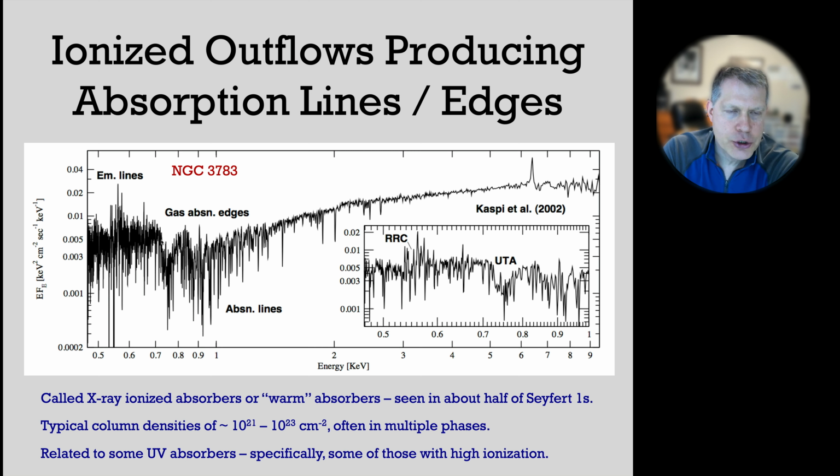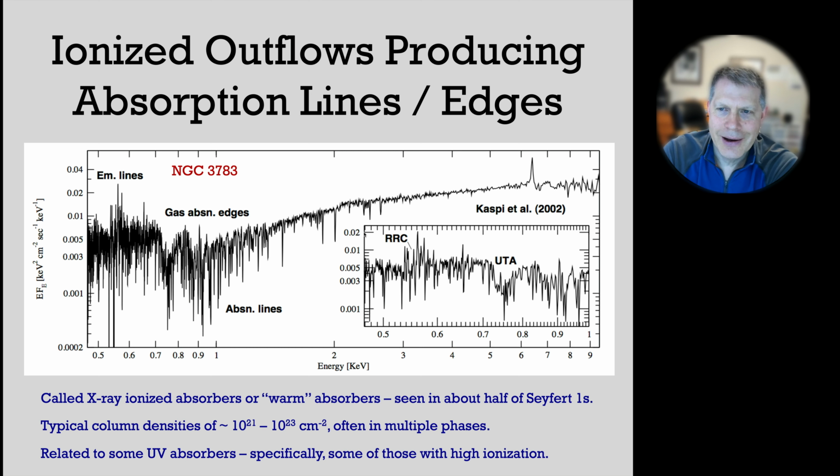There also are absorption edges, photoelectric absorption edges from the ionized gas, for example from highly ionized oxygen there and there, and so on. And there are other complex features: radiative recombination continua, unresolved transition arrays of absorption lines, and so on. So a lot of interesting spectral complexity there, a lot of rich diagnostic capability encoded in all these lines. You can measure the typical column densities of this material, which often range between about 10 to the 21 and 10 to the 23 particles per square centimeter of hydrogen.